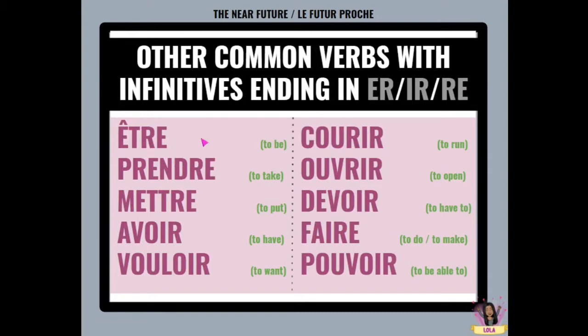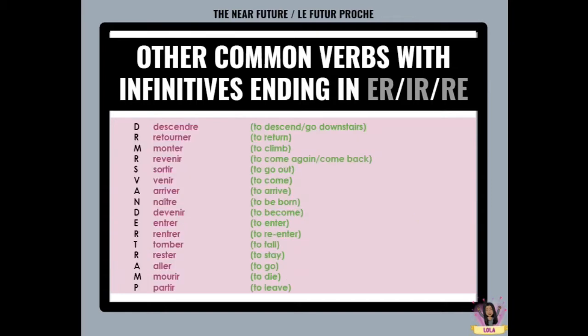These are other ones that are mixed up with ER, IR, and RE verbs, but they're pretty common verbs. So things like être, prendre, mettre, avoir, vouloir, courir, ouvrir, devoir, faire, and pouvoir. And these are other common verbs.